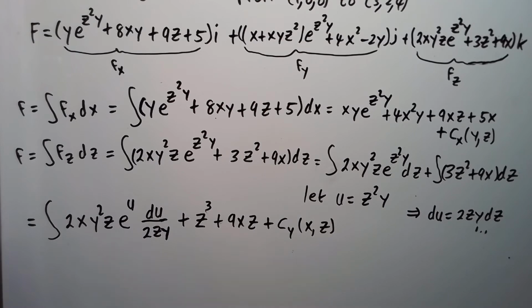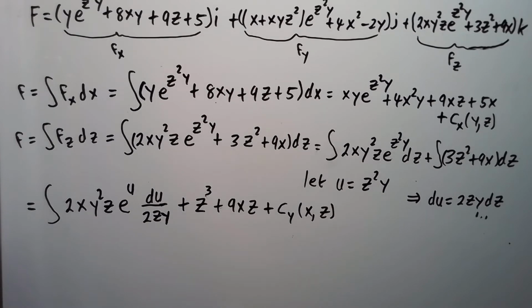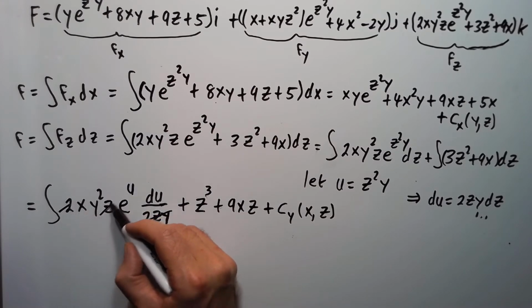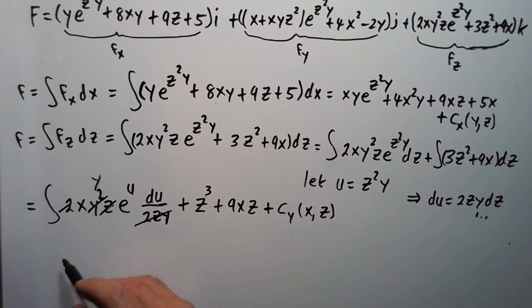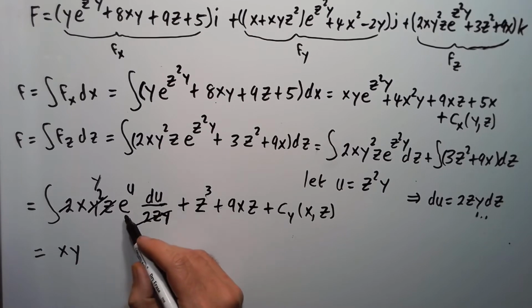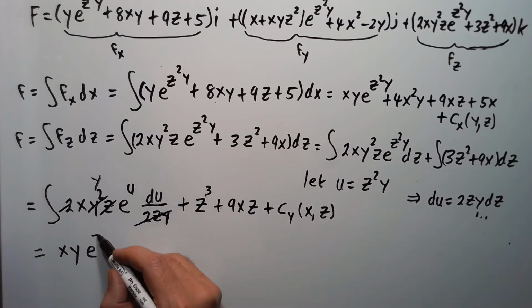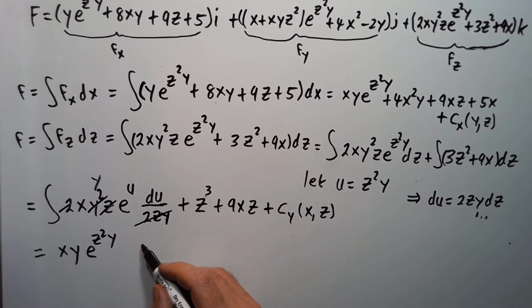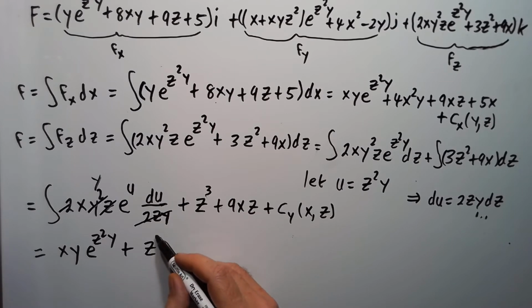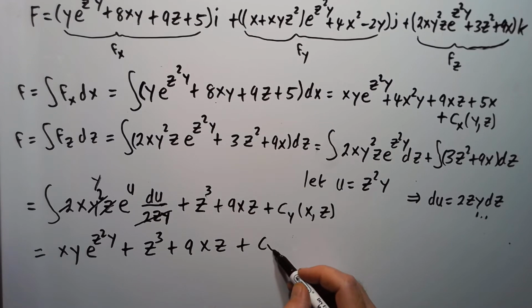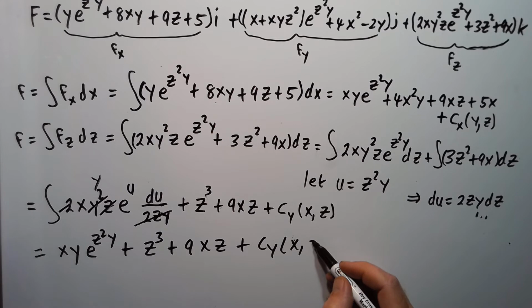Okay, so let's keep going. The 2zy crosses off: the 2z and a y there. So it's just x y, and integrating e to the u, it's going to be x y e to the u. But u here is z squared y. That will be plus z cubed plus 9xz plus our constant, which is a function of x and y. Okay, so let's keep going.